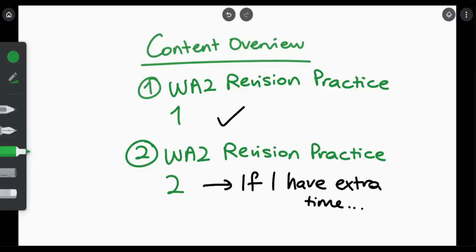For the content overview today, this will still be a series. For the primary 5 who are new, this will be a WA2 revision series whereby I'll be covering everything you need to know for a WA. And in term 2 week 5, which is around April or May, I'll be sharing with you some tips on how to ace a WA, because a WA is roughly about week 6 or week 7 of term 2. So without further ado, let me open up my documents and let's get rolling.